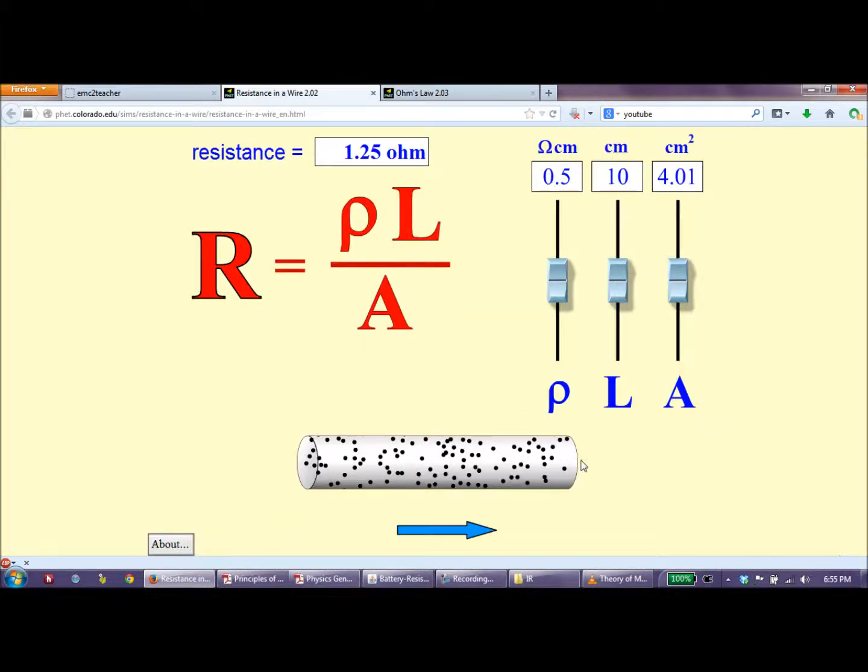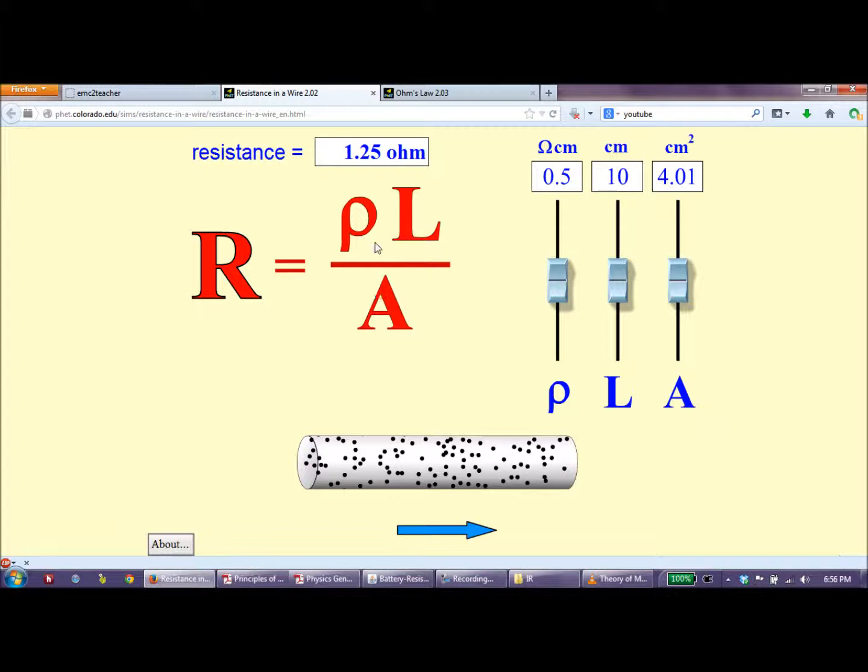The way we describe the physical characteristic that creates resistance is something called resistivity. Resistivity is a physical property of the substance based on the arrangement of the electrons in the substance. So metals have a very low resistivity because they have a lot of electrons that are very easy to move. Something like plastic or rubber would have a higher resistivity because they have fewer electrons that are easy to move.